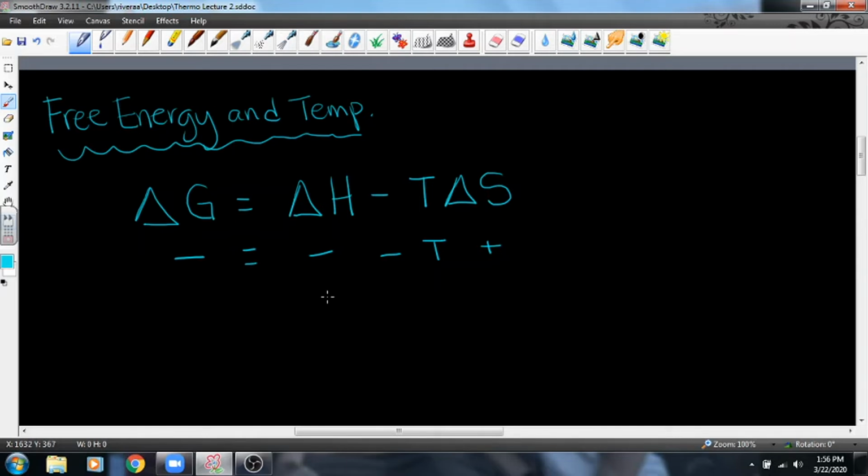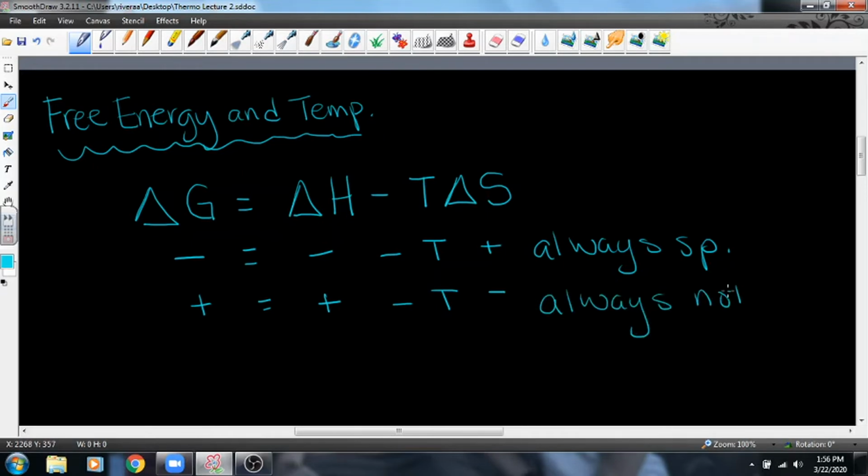And then we said, well, what if delta H is positive, not favorable, and delta S is negative, not favorable? That will result in a reaction that is always not spontaneous, right? So this is going to be always spontaneous, and this is going to be always not spontaneous.